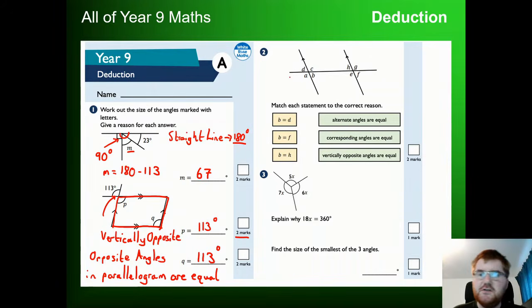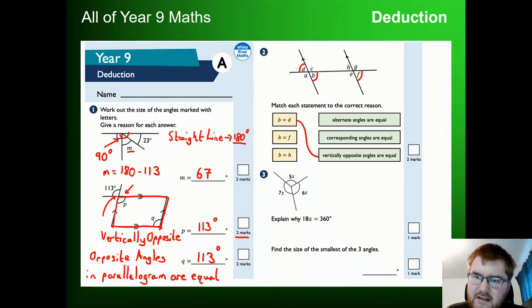On to question 2, and you need to know these phrases: alternate, corresponding, and vertically opposite. We'll start with vertically opposite since we've already seen that here. So notice if we take B is equal to D, so that this angle is equal to this angle, it has the same property as what we've just seen here. So B equals D is because vertically opposite angles are equal. Let's look at the next one here. So B is equal to F.